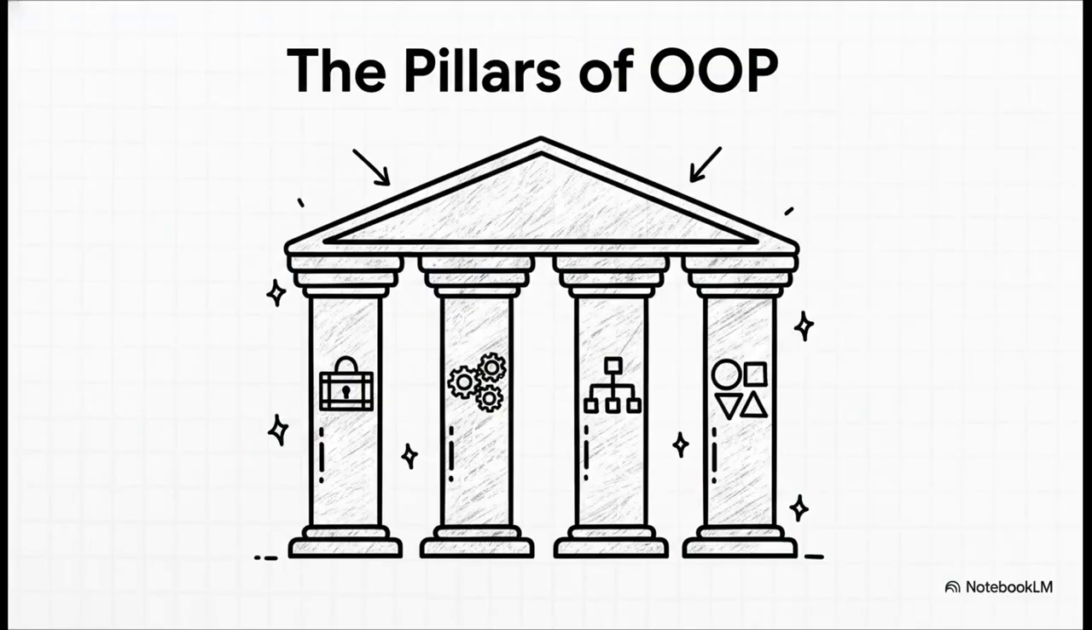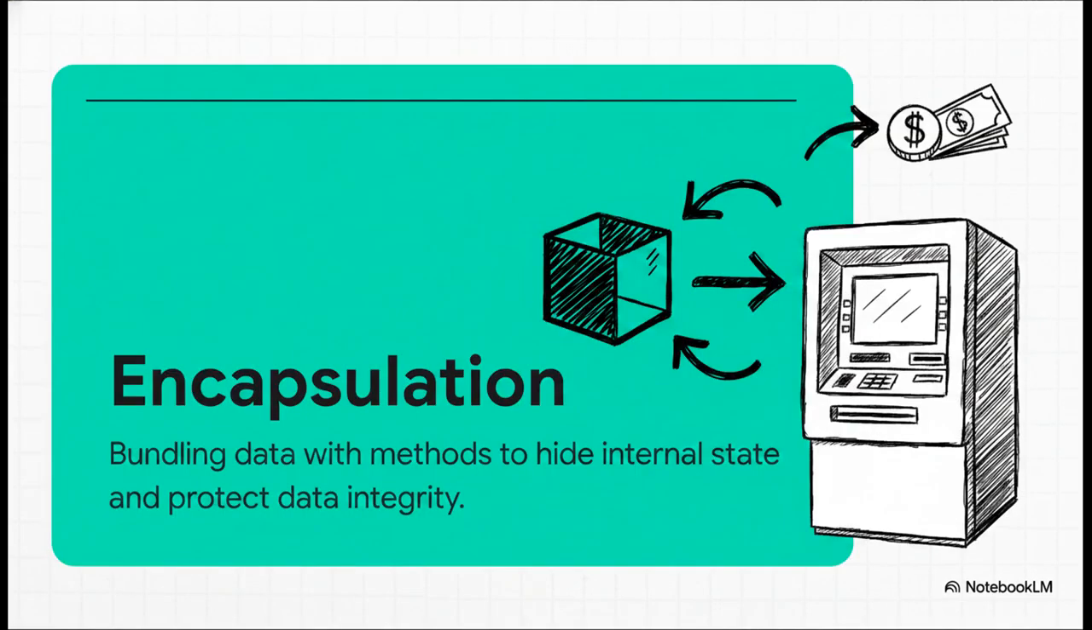If you've ever taken a comp sci class, you know these. The famous 4 pillars: encapsulation, abstraction, inheritance, and polymorphism. Let's break them down real quick. First up, encapsulation. Sounds like a big, intimidating word, but you actually deal with it every day. It just means bundling your data and the methods that use it into one single unit, and hiding the messy internal state from the outside world.